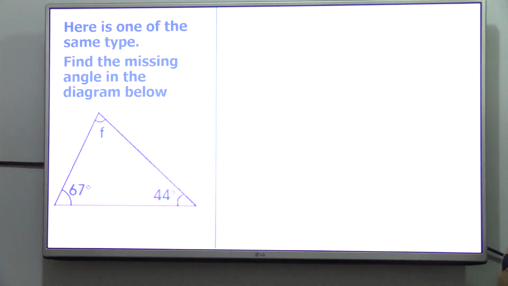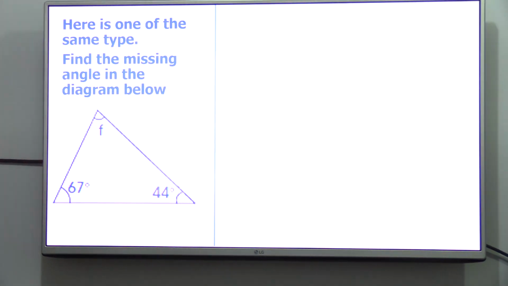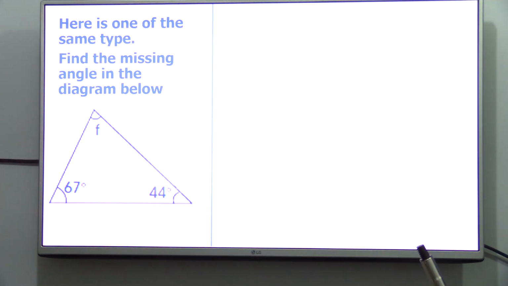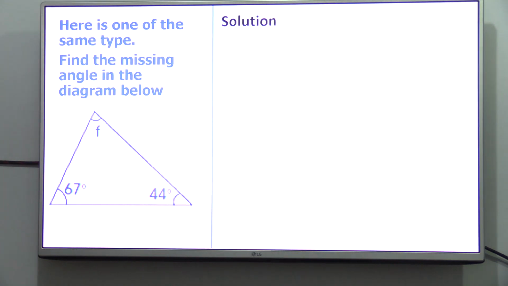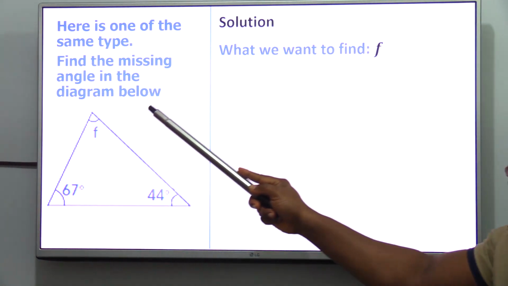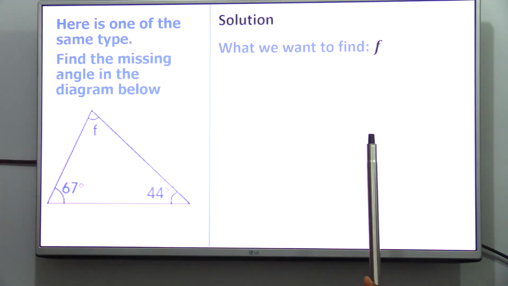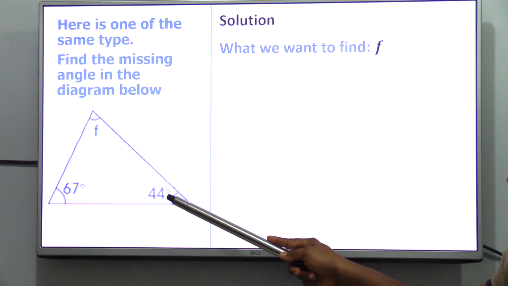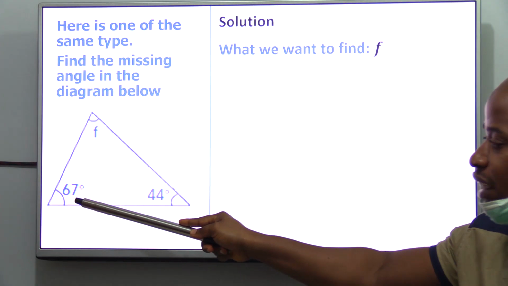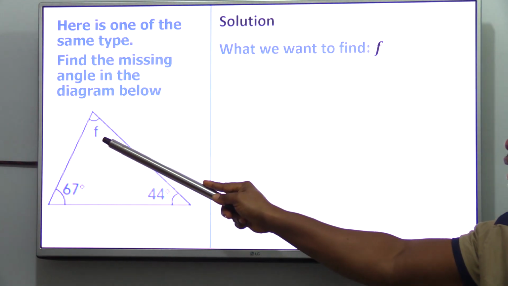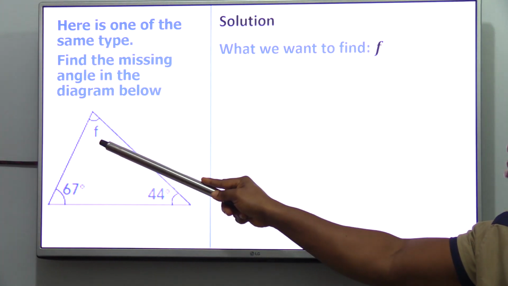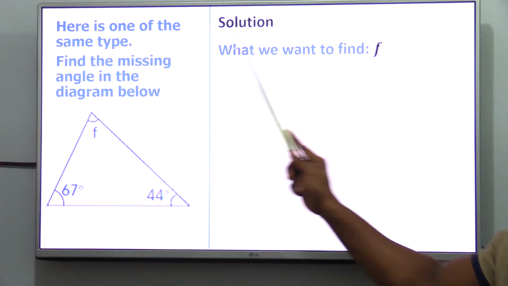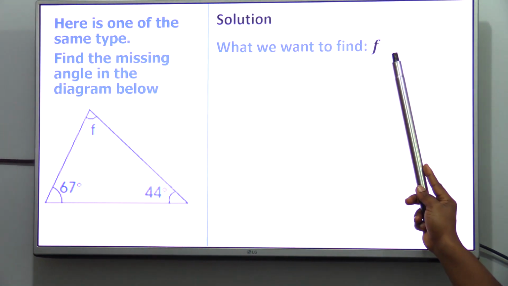Eyes on me. I believe you've gotten the answer. Let's just quickly run through it and see how it is done. We begin by asking, what do we want to find? We know that in this triangle, the first angle is 44 degrees, the second angle is 67 degrees, but the third one is F, and the question says find the missing angle. F is the one we don't know, so what we want to find is angle F.